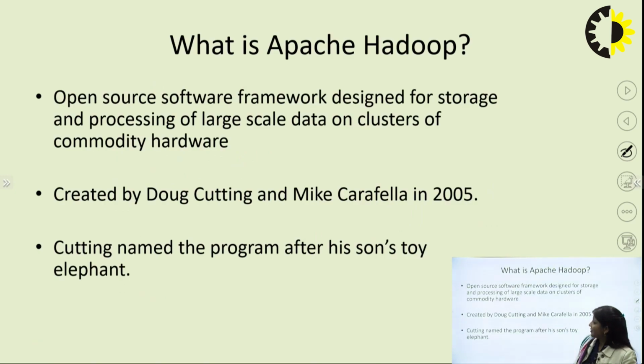So what is Apache Hadoop? We can say this is an open source software framework that is designed for storage and processing of large data sets on a cluster of commodity hardware. Basically, as we know, in the cloud we have shared hardware, and over the server we get the hardware as a resource, as a service.